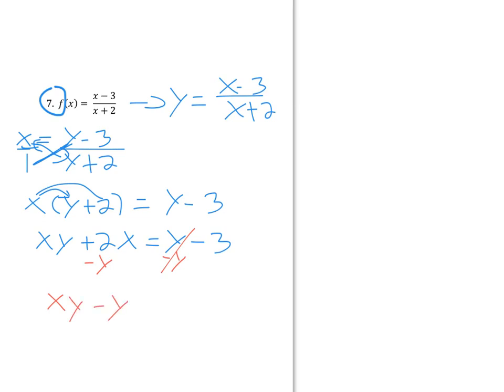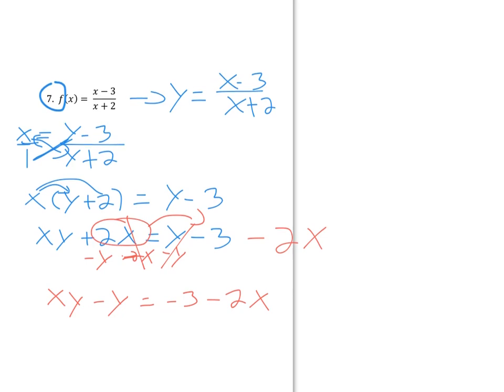Now this 2x, I want to get rid of this, and I want to move it to this side. So I'm going to subtract 2x from both sides. Okay, and subtract 2x there. So I'm going to have xy minus y equals negative 3 minus 2x.